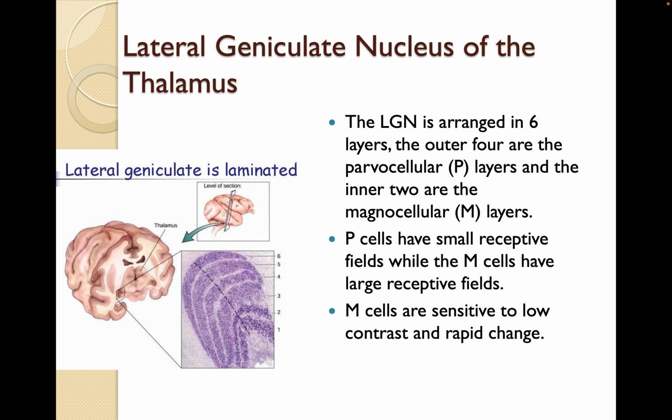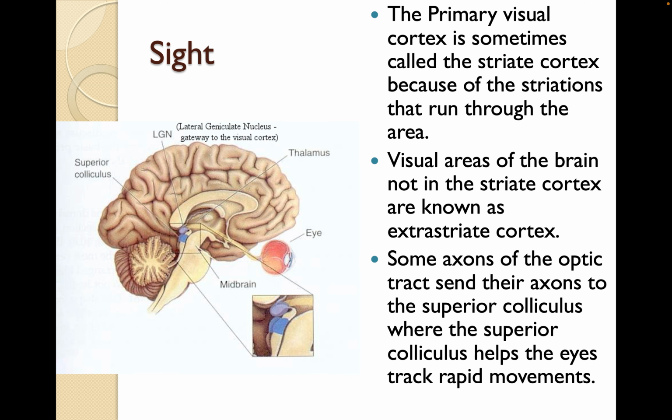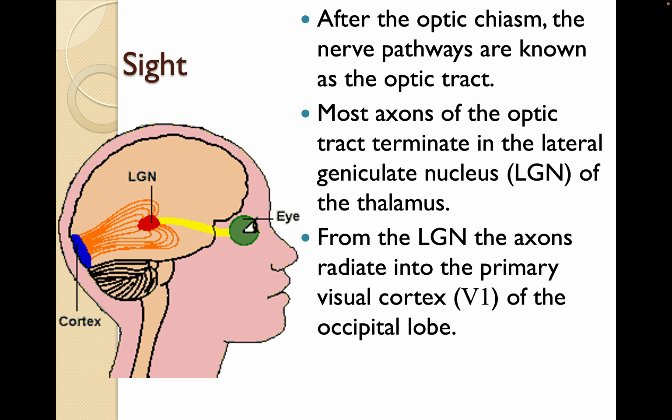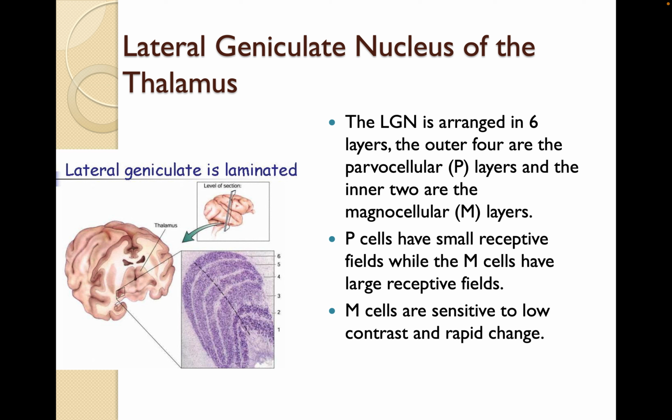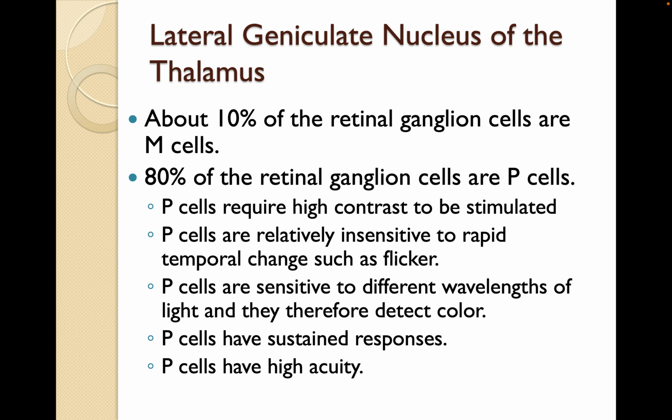The lateral geniculate nucleus, is that right? LGN, yeah. The lateral geniculate nucleus is arranged in 6 layers. The outer 4 are the parvocellular layers, and the inner 2 are the magnocellular layers. P cells have small receptive fields, while the M cells have large receptive fields. M cells are sensitive to low contrast and rapid change. About 10% of the retinal ganglion cells are M cells. 80% of the retinal ganglion cells are P cells.